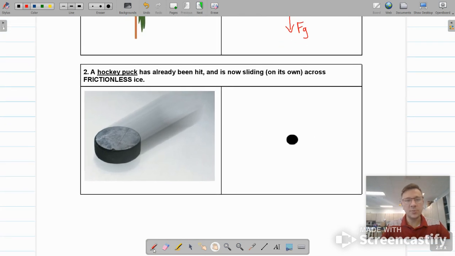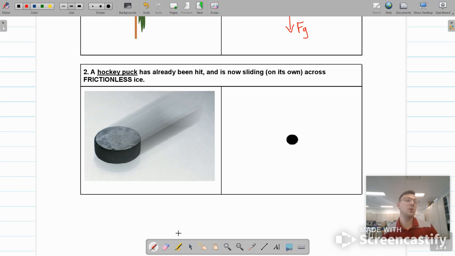Increasing the difficulty a little bit here, this one is a little bit tricky. It says a hockey puck has already been hit, and it is now sliding on its own across frictionless ice. So purely frictionless ice probably doesn't exist in real life, but for the purposes of this, let's imagine there's no friction. So if I hit the hockey puck with my hockey stick, and then let's say it leaves my hockey stick at 5 meters per second, we need to think about how would the velocity of the puck continue on after that point if there is no friction and I'm no longer in contact with the puck.